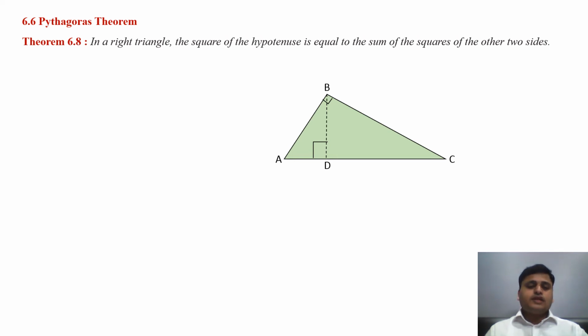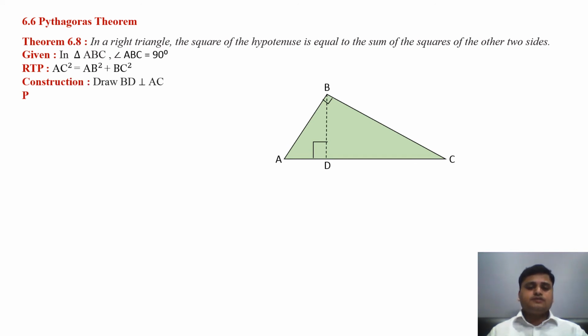First of all, we will write given. What is given? In triangle ABC, right angled at B, that is angle ABC is 90 degrees. To prove: AC square is equal to AB square plus BC square. Okay. For proving this one, we will do a construction. Draw BD perpendicular to AC.